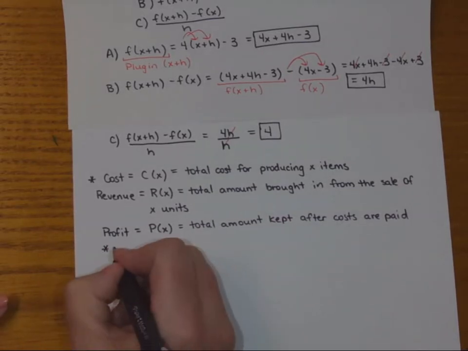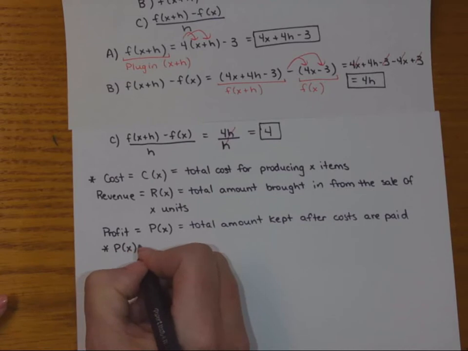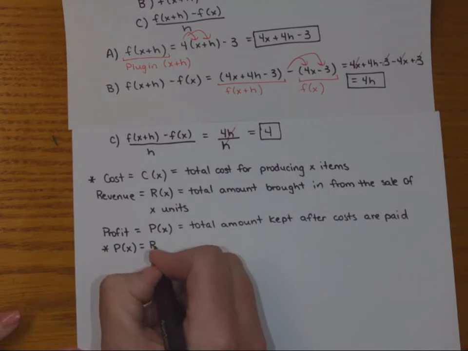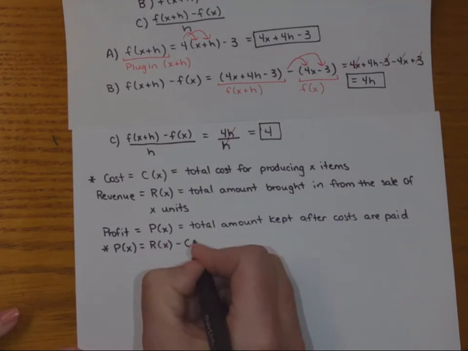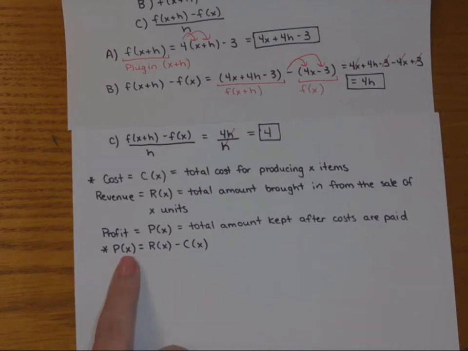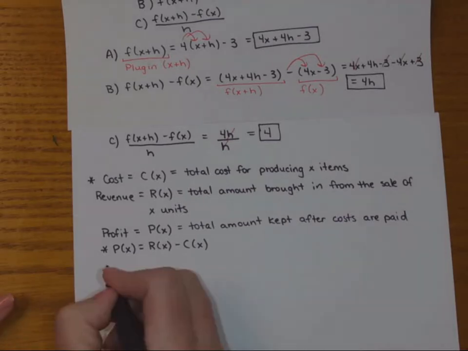So this is a relationship that I either want you to memorize or just think about logically why it's true. If I want to know the profit, what I really need to know is how much money did I bring in minus how much money did it cost me to make that money. The difference will be the profit that I actually get to keep in my pocket. So capital P is profit.